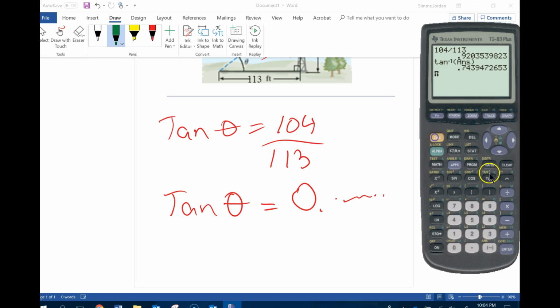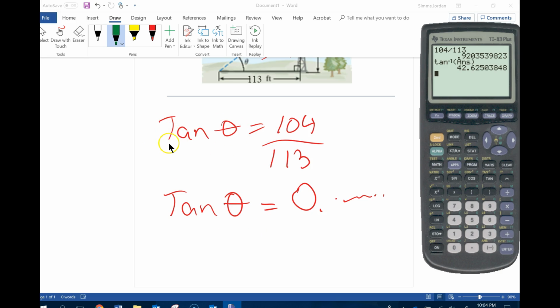I'll clear all this first because that's going to mess me up. So I'm going to go 104 divided by 113. That equals an answer. We'll inverse tan or anti-tan that, hit it up, and now we get 42.625 degrees. Most times we're asked to round to the nearest degree, so this would come out to be 43 degrees, I would say. So that's the two biggest things.